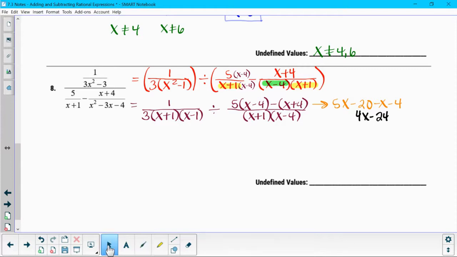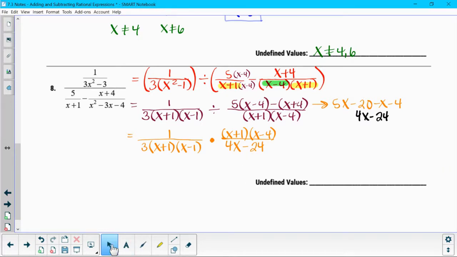So I'm going to go through these steps of keep, change, flip. Keeping my first fraction exactly as it is, changing it to multiplication, flipping my second fraction. So my denominator of x plus 1, x minus 4 is now my numerator, and my numerator of 4x minus 24 is now my denominator.